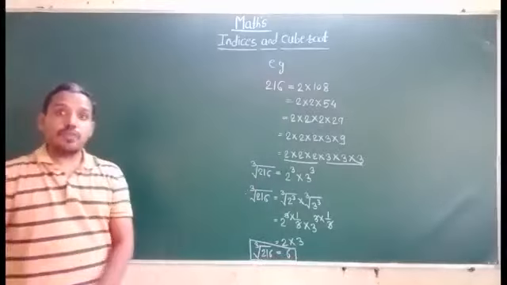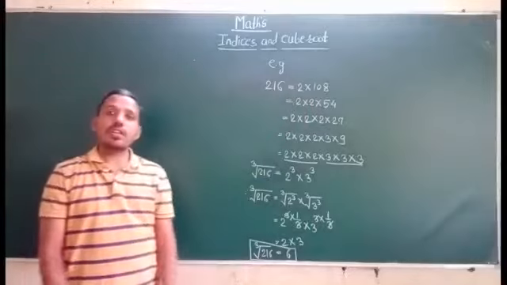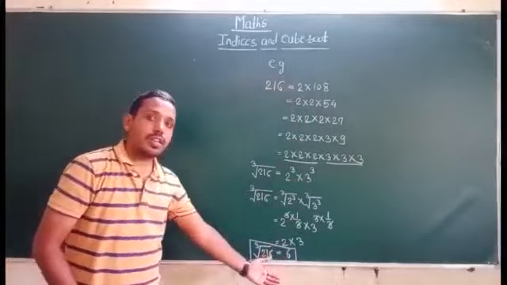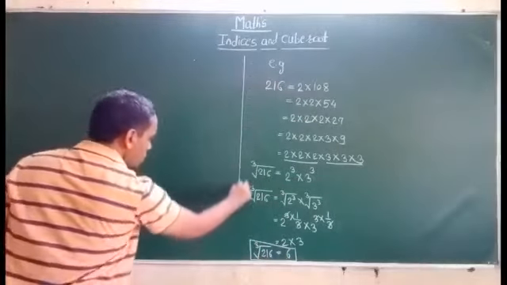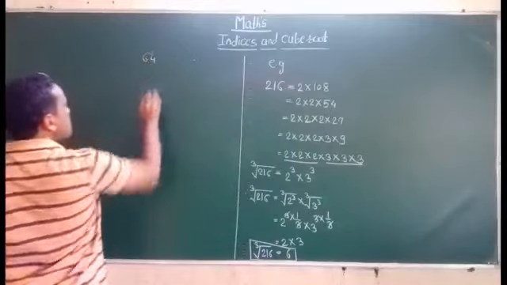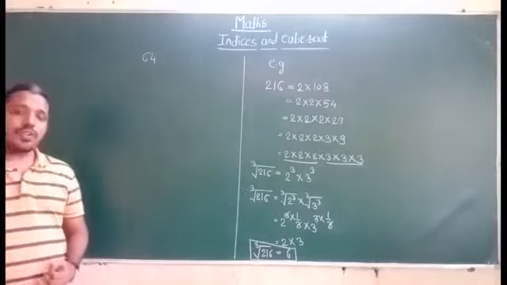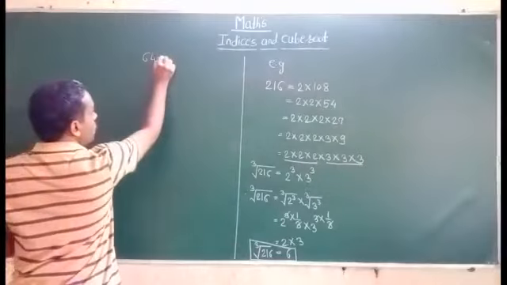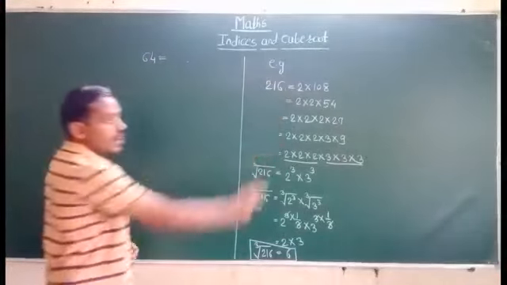So in this way we can easily find the cube root of any number by getting the prime factors of that number. So we take one more example, the example is 64. We find the cube root of 64. We can easily find the cube root of 64 by taking the prime factor method.